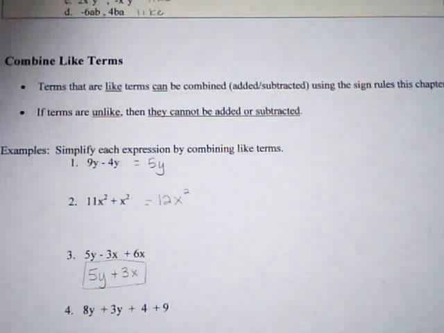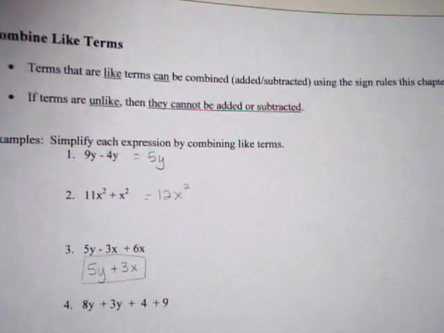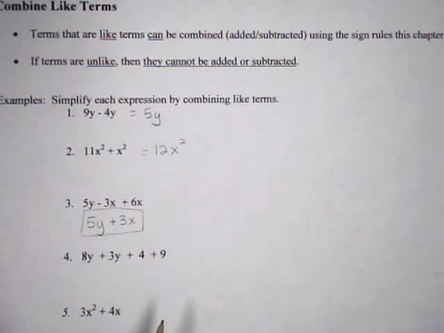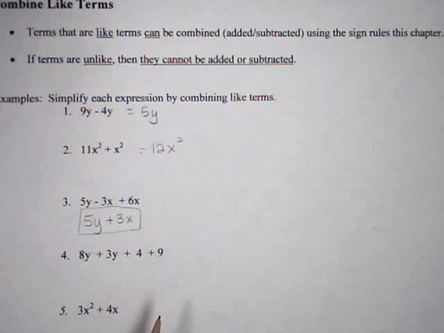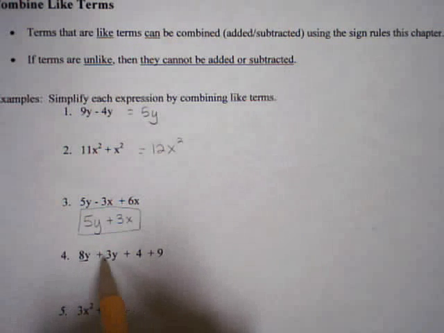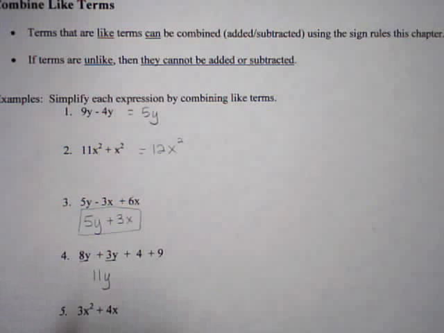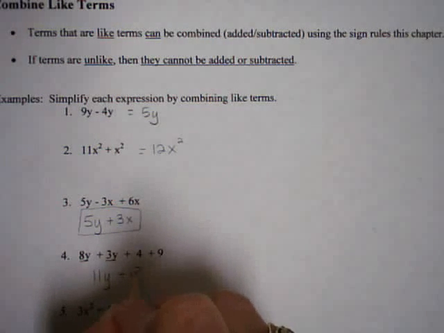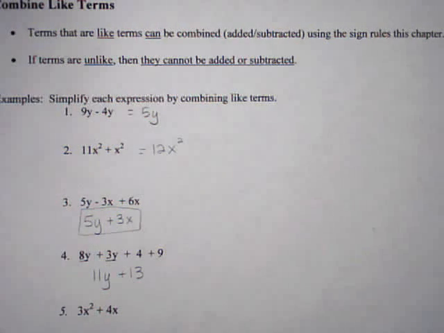Number 4, you have 8y plus 3y plus 4 plus 9. Again, like terms, you're looking at what you can put together. So I have 8y and 3y, both positive, so that's going to make it 11y. Positive 4 and a positive 9, so that would make that positive 13. Now, I can't combine these either. Okay, this one has variable, this one does not. This is my constant term. This is my variable term. So this would be my final answer.